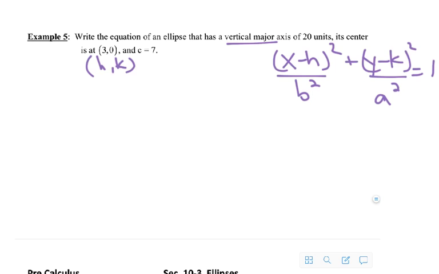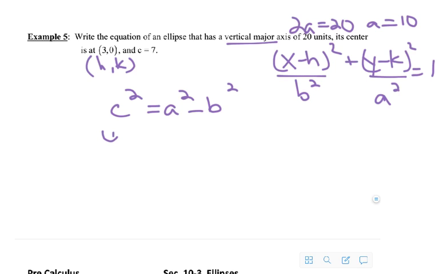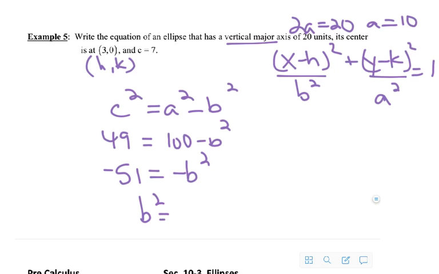So if the major axis is 20 units long, that's going to be 2a. So a is 10. So I know what a squared is, it's 100. I know what h and k are. The only thing I don't know yet is b squared. But I know c, and I know c squared is equal to a squared minus b squared. So 49 must equal 100 minus b squared. So negative 51 is negative b squared, so b squared must be 51.